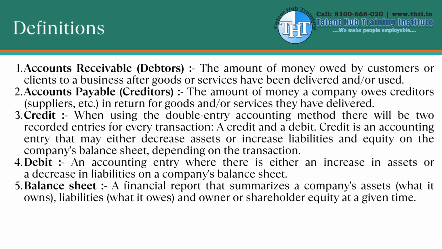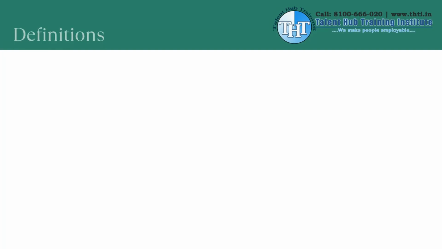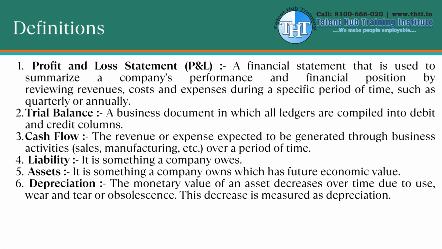Balance sheet, a financial report that summarizes a company's assets, what it owns, liabilities, what it owes, and owner or shareholder equity at a given time. Profit and loss statement, P&L, a financial statement that is used to summarize a company's performance and financial position by reviewing revenues, costs and expenses during a specific period of time, such as quarterly or annually. Trial balance, a business document in which all ledgers are compiled into debit and credit columns.